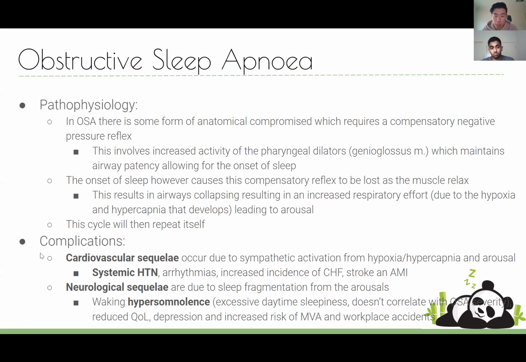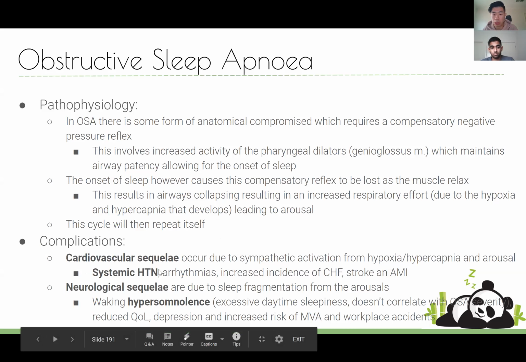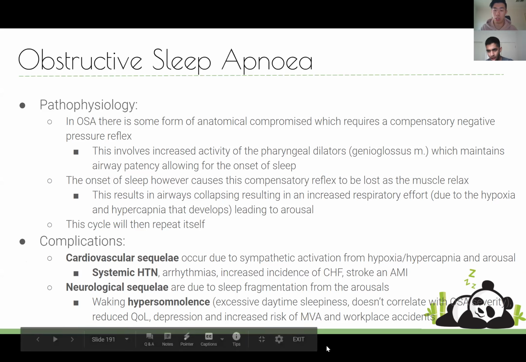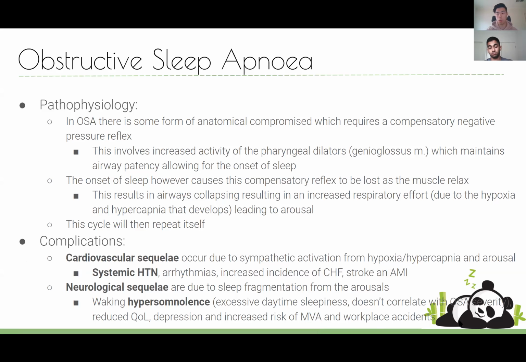This causes cardiovascular sequelae, most importantly, or most clinically relevant, I guess, is systemic hypertension, but it can also increase your risk of a whole bunch of other things, primarily or partly because of your hypertension. You also have neurological sequelae, i.e. your waking hypersomnolescence. You can't sleep properly, and therefore you have decreased attention, which increases your risk of accidents, be that motor vehicle or workplace, as well as just a general reduced quality of life, which is pretty bad to begin with.